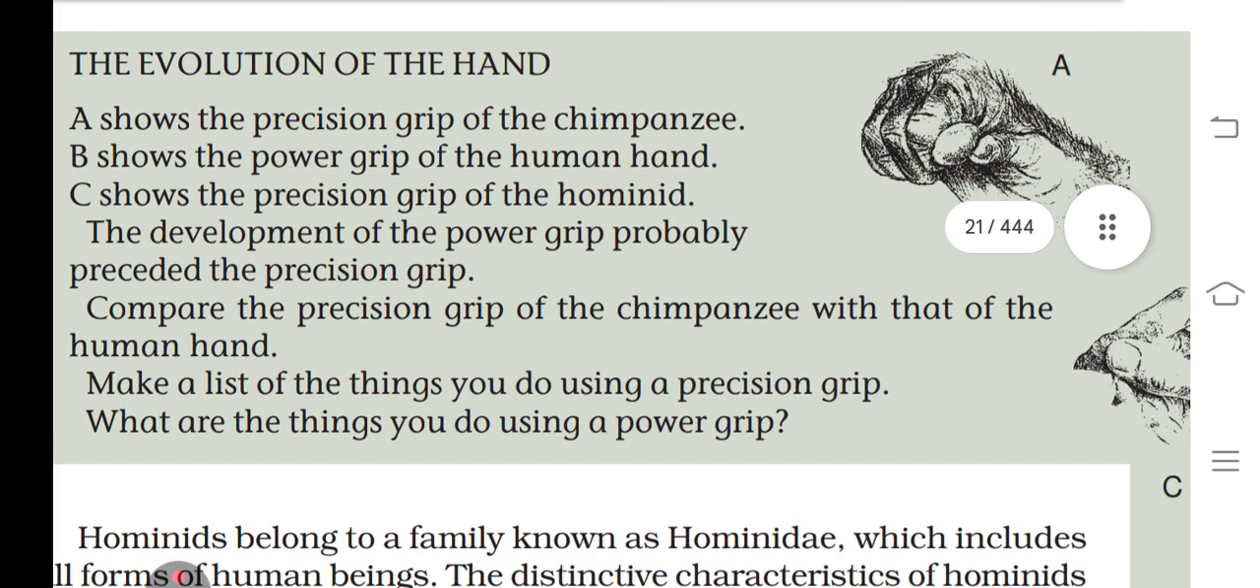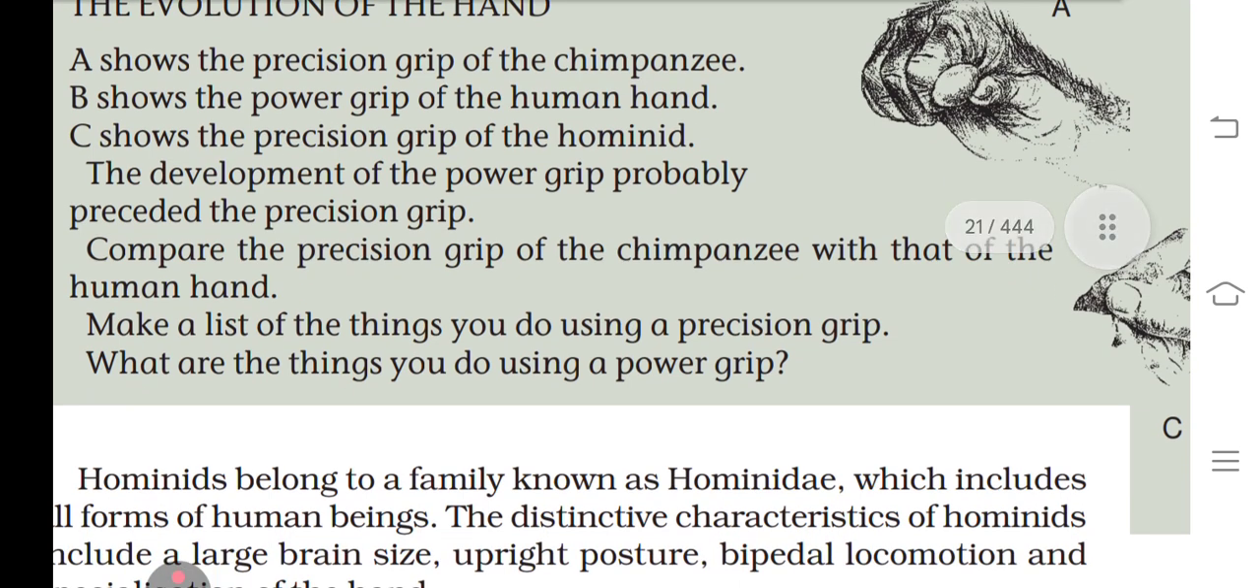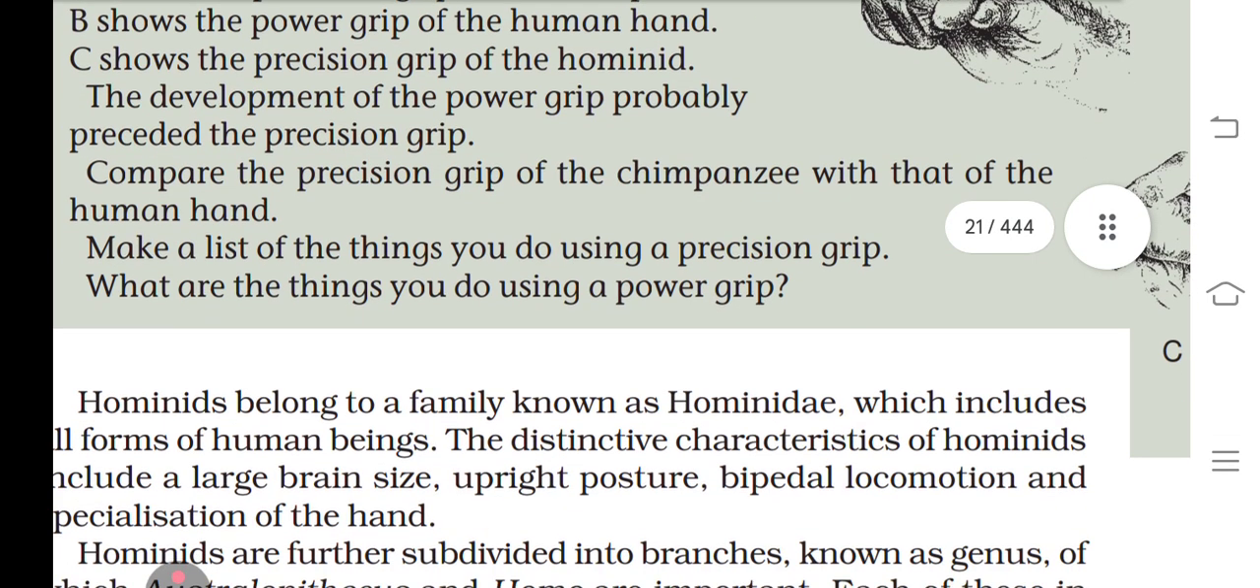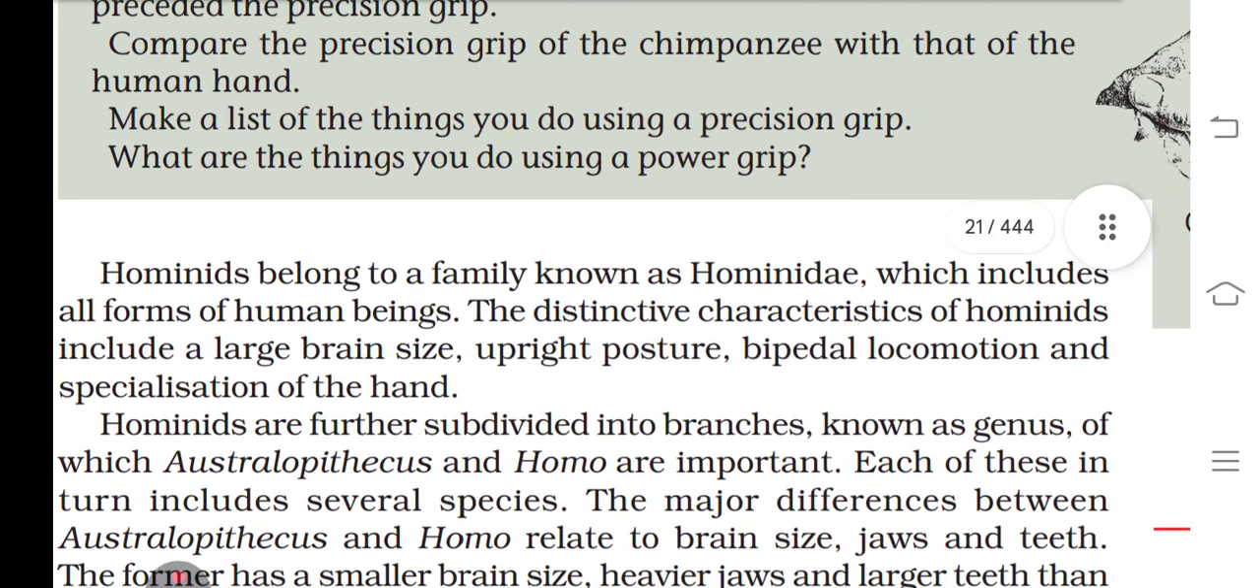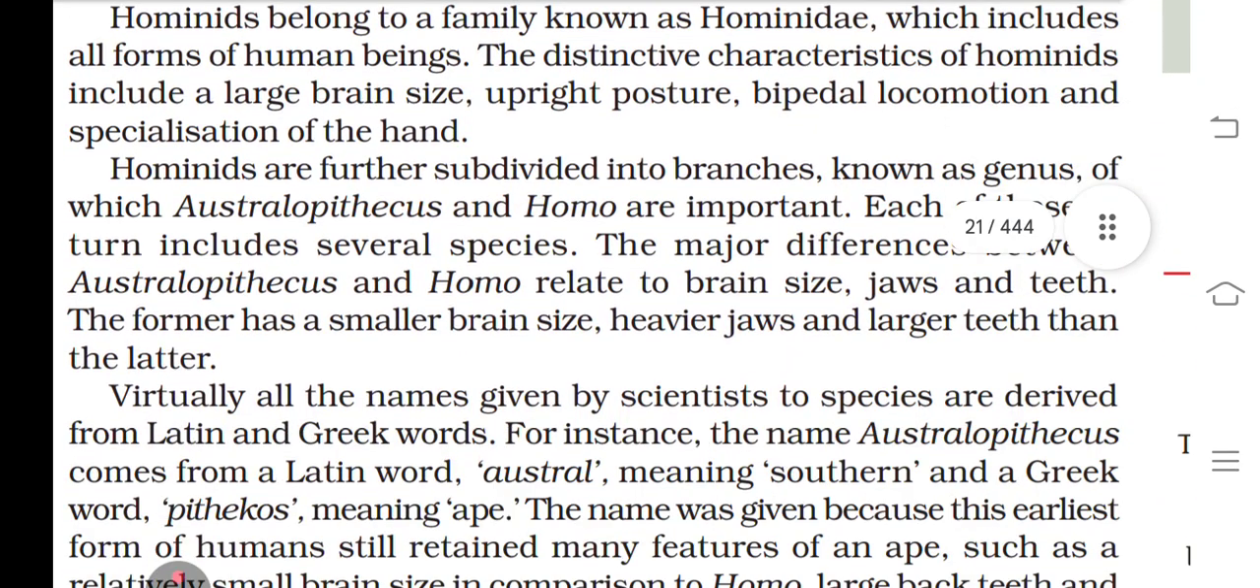The evolution of the hand. So the precision grip of the chimpanzee, and we show the power grip of the human hand and show the precision grip of the hominid. The development of the power grip probably preceded the precision grip, and compares the precision grip of the chimpanzee with that of the human hand.